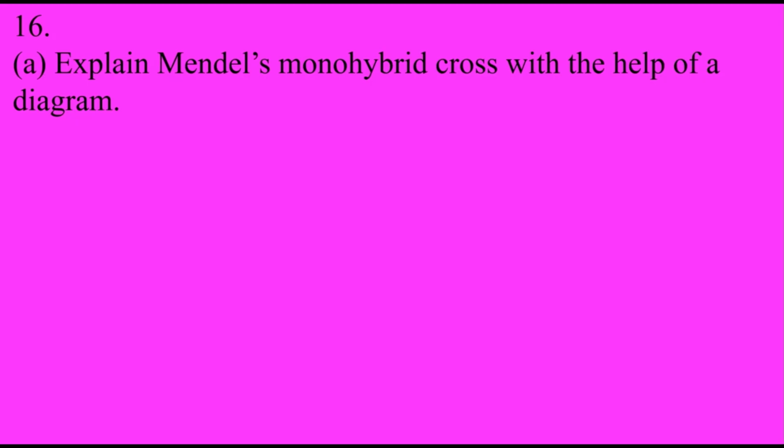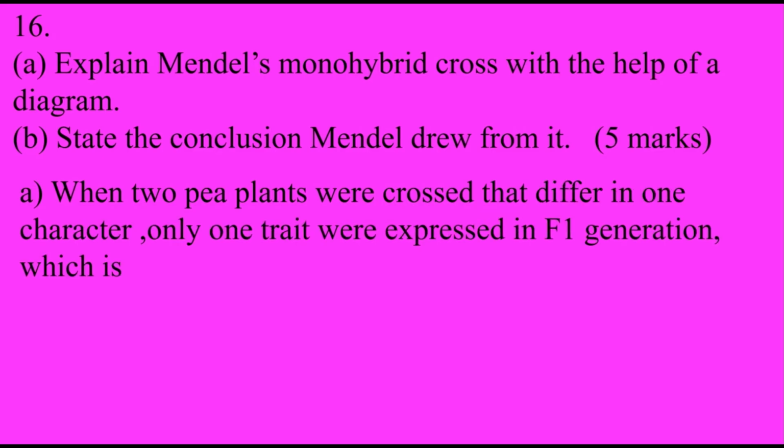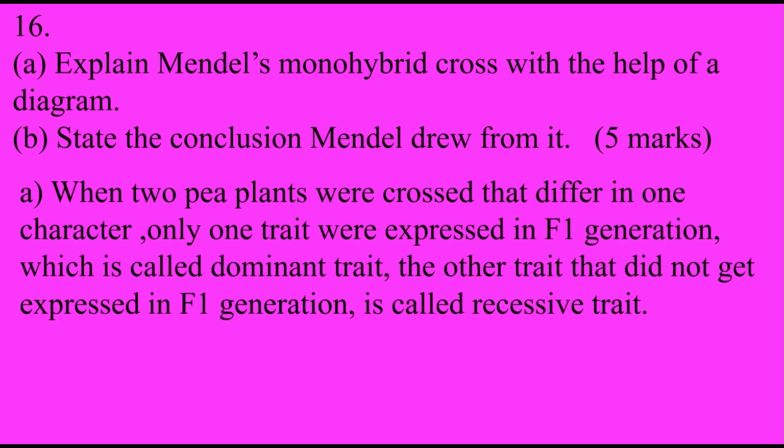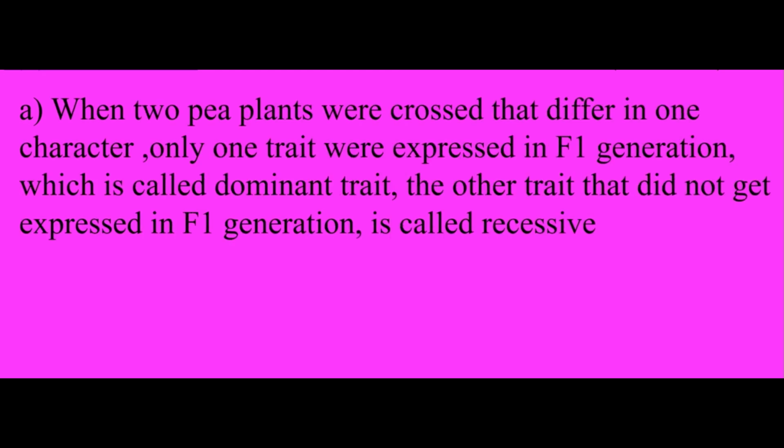Explain Mendel's monohybrid cross with the help of a diagram. State the conclusion Mendel drew from it. This is for 5 marks. The first part of the question, explain Mendel's monohybrid cross. When two pea plants that differ in one character were crossed, only one trait was expressed in the F1 generation, which is called the dominant trait, and the other trait that did not get expressed in the F1 generation is called the recessive trait.